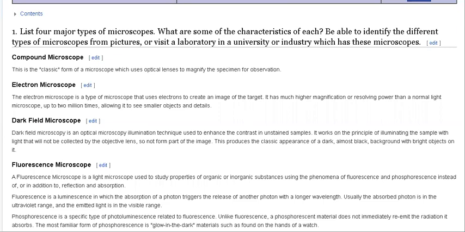So the compound microscope is the classic form of a microscope which uses optical lenses to magnify the specimen for observation. And we've spoken about magnification before in the optics honor. The second type of microscope is the electron microscope. The electron microscope is a type of microscope that uses electrons to create an image of the target. It has a much higher magnification or resolving power than a normal light microscope, up to 2 million times more, allowing it to see smaller objects and details.